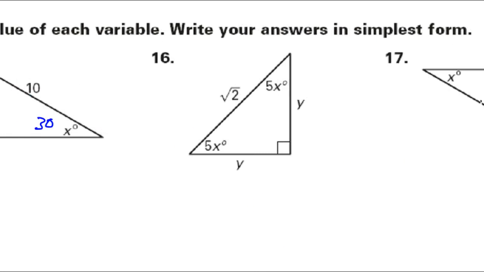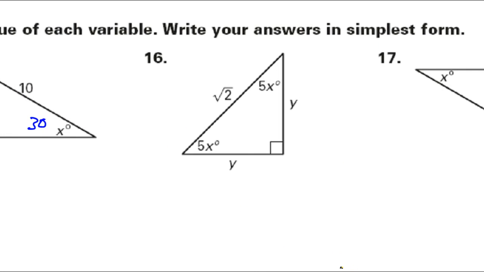Looking at number 16. We have radical 2. Normally we have things like this, like 5, 5, and then 5 radical 2. But this time we just have radical 2. Alright, what do I do with that information? Well, one way to think about it is think of this as being 1 radical 2. Alright, so then you can maybe see that this must be 1 and this must be 1. So it's like 1, 1, 1 radical 2. Alright, so y must be 1.